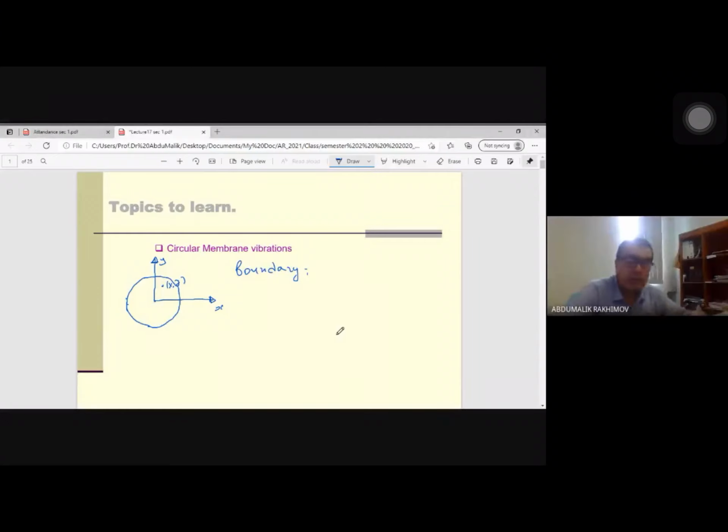So how will we express the boundary? We can express it like this: x squared plus y squared equals c squared, if this radius is c. This is the expression of the boundary. So all points x, y which satisfy this equation are on the boundary.